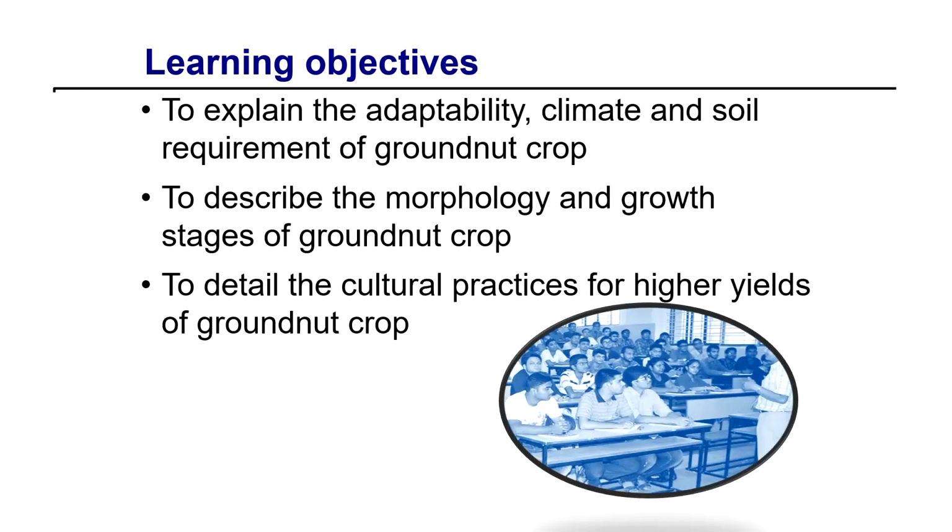And next would be to describe the morphology, the external appearance of the groundnut plant, including its root, branching, leaves, flowers, pods, etc. And to detail the cultural practices for higher yield of the groundnut crop. We will see all these contents one by one.